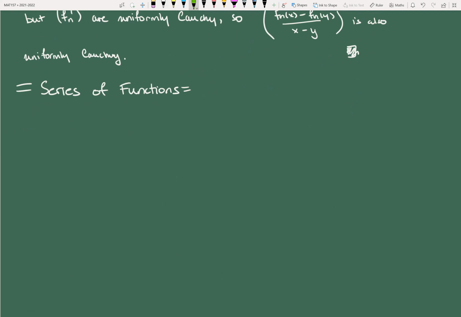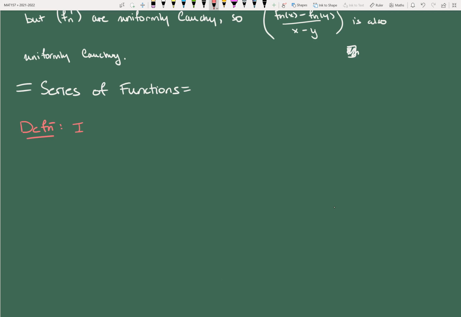So the definition is exactly what you expect it to be, right? We're going to look at a series of functions. We'll determine whether it converges by looking at its partial sums, and we'll say that it converges uniformly or pointwise if the partial sums converge uniformly or pointwise, right?